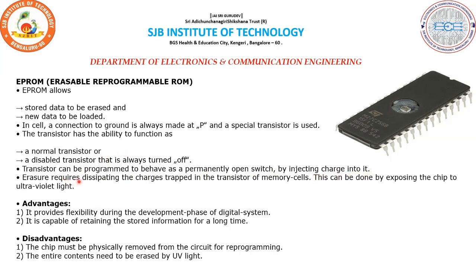Erasing requires dissipating the charges trapped in the transistor of the memory cells. This can be done by exposing the chip to ultraviolet rays. So what are the advantages? It provides flexibility during the development phase of the digital system. It is capable of retaining the stored information for a longer time. So what is the disadvantage? The chip must be physically removed from the circuit for reprogramming. The entire content needs to be erased by UV rays.